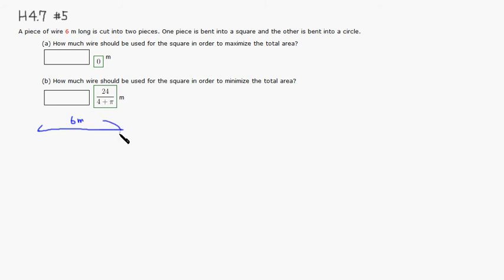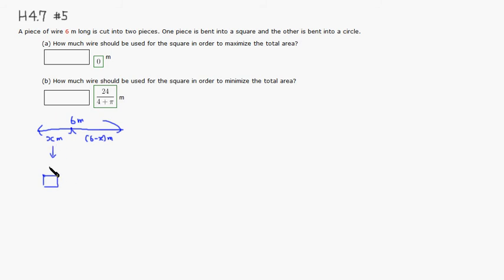Then we're going to cut it somewhere. The first portion, let's say, is x meters, and the other portion is going to be, of course, 6 minus x meters. For the first one, you're going to make a square using x meters.